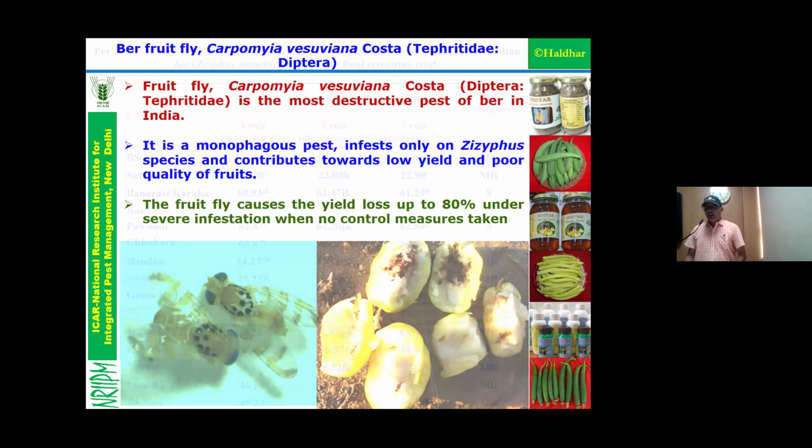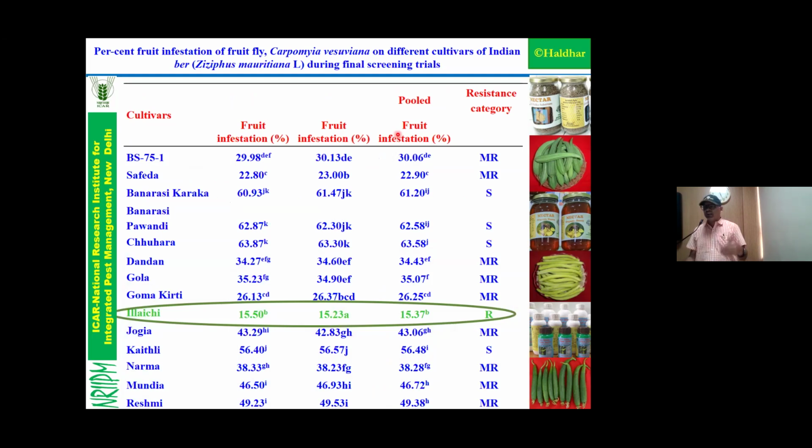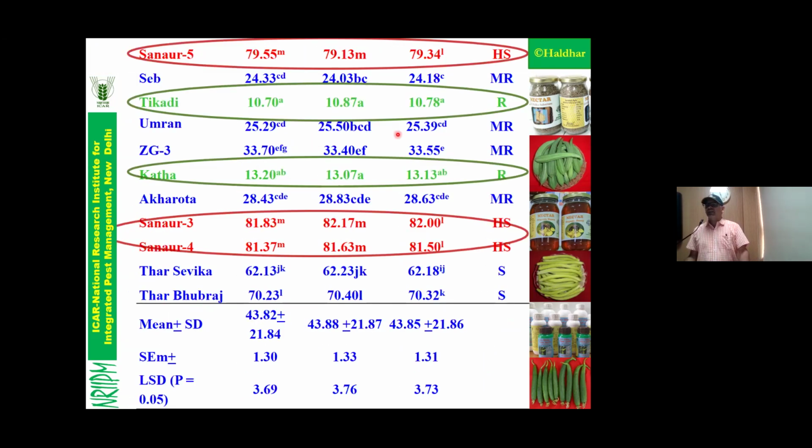We have taken a 3-year study. First, we took 319 germplasm accessions as a preliminary study, and then we found some are susceptible, some highly susceptible, some resistant, some highly resistant, and moderately resistant. On the basis of this, we took around 30 to 35 genotypes or germplasm for the final study, like antibiosis and antixenosis study. Then we found that Elaichi had only 15% damage and came under the resistance category. Another is Tikadi and Kata. Three lines we have identified that are resistant to fruit fly.